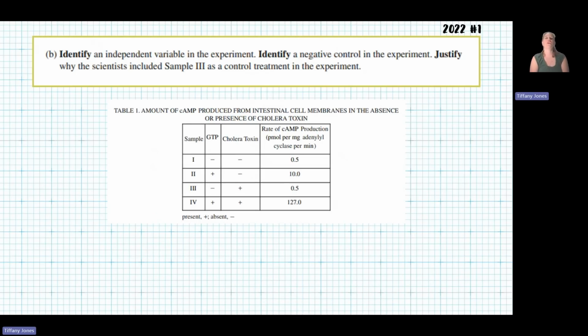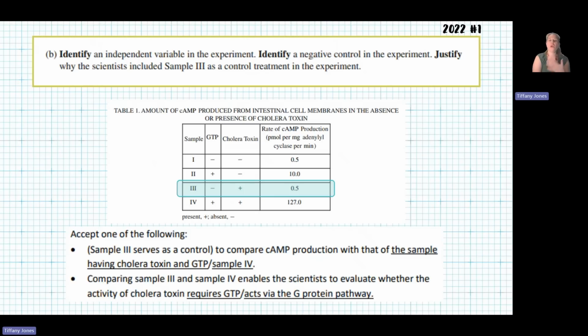So then they asked, okay, justify why the scientists included sample 3 as a control treatment in the experiment. If I look at 3, I can see that it doesn't have GTP, but it has the cholera. This would allow me to compare the effect, right? I would be able to compare it with 4 and see what GTP actually does for the cyclic AMP production. And as you see, it does significantly increase it if we have cholera and we either have the GTP or don't have the GTP. That has a significant difference.